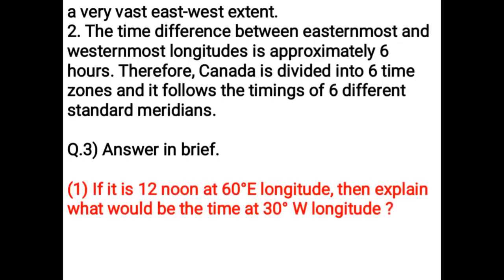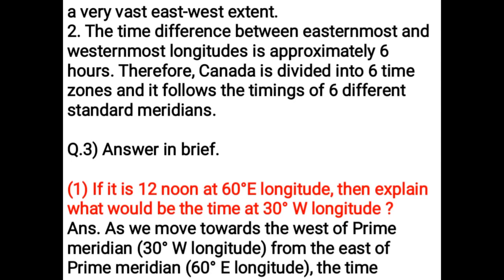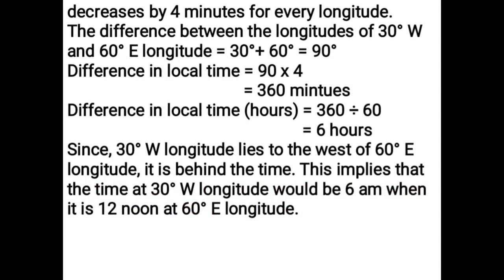Answer in brief. If it is 12 noon at 60 degree east longitude, then explain what would be the time at 30 degree west longitude. As we move towards the west of prime meridian (30 degree west longitude) from the east of prime meridian (60 degree east longitude), the time decreases by 4 minutes for every longitude. The difference between the longitudes of 30 degree west and 60 degree east longitude is equal to 30 degree plus 60 degree is equal to 90 degree.